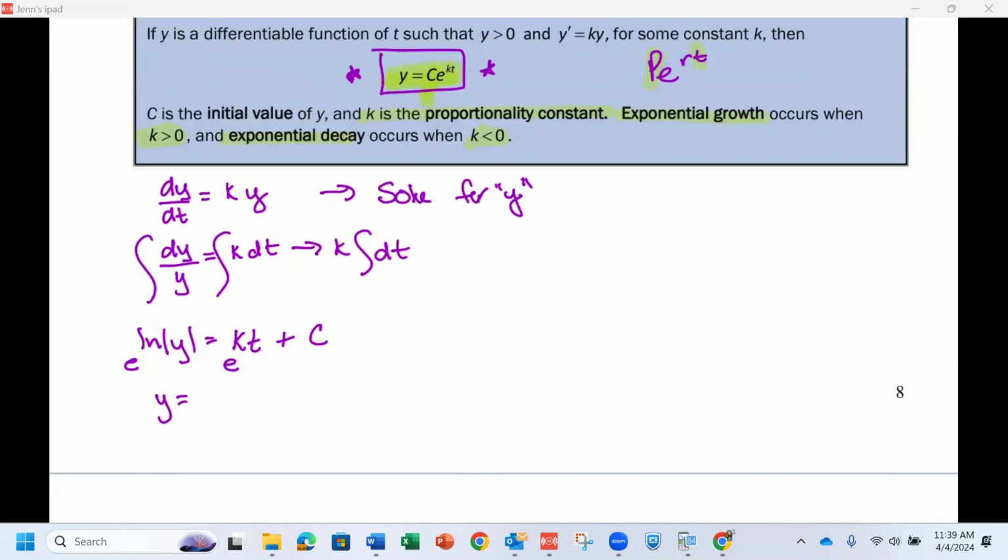Equals. Remember, when you see an addition sign in your exponent, when do you add exponents together? You add exponents together when you multiply like bases. So another way to write e to the kt plus c is e to the kt times e to the c.